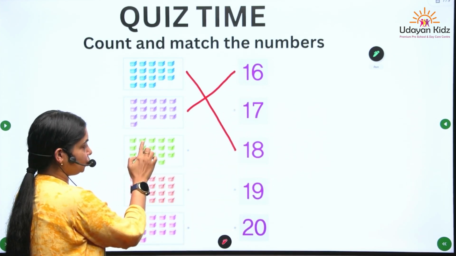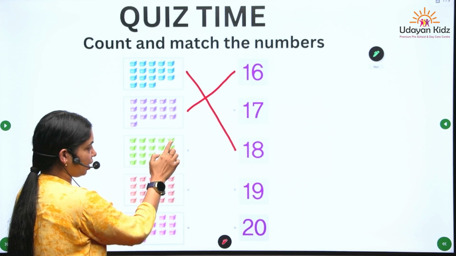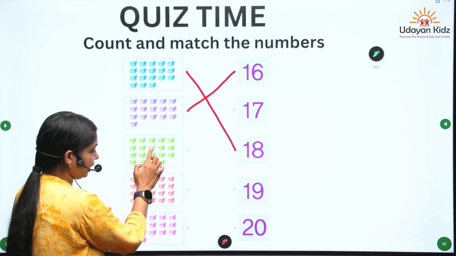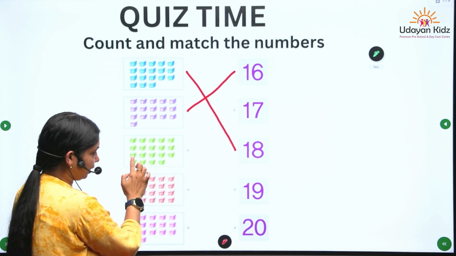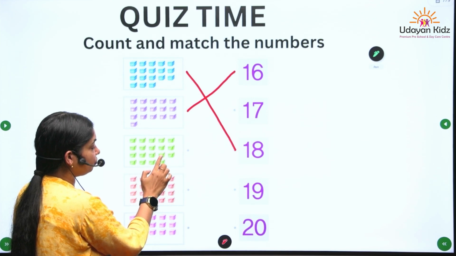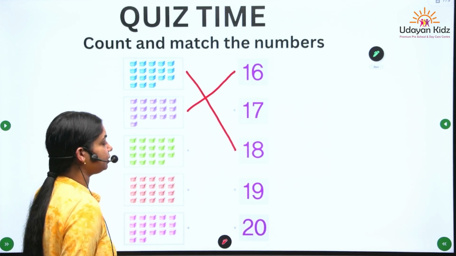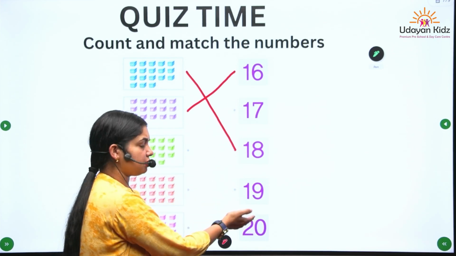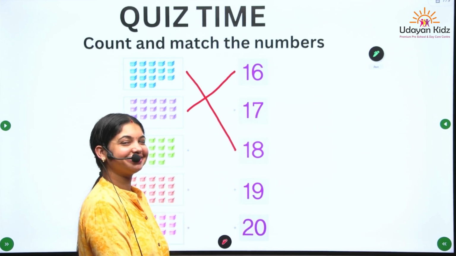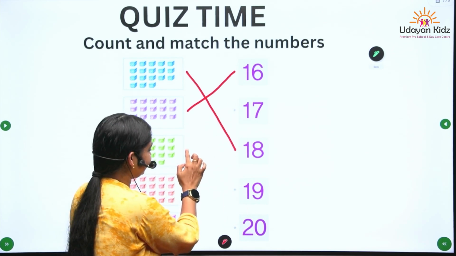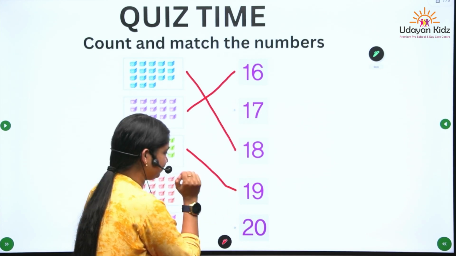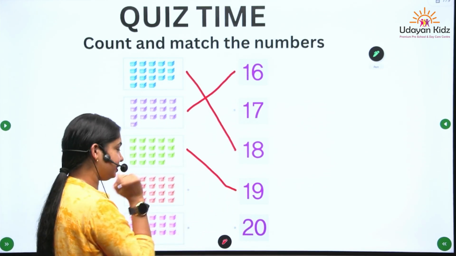1, 2, 3, 4, 5, 6, 7, 8, 9, 10, 11, 12, 13, 14, 15, 16, 17, 18, 19. So now tell me, where is the number 19? Very good, children. This one is the number 19.